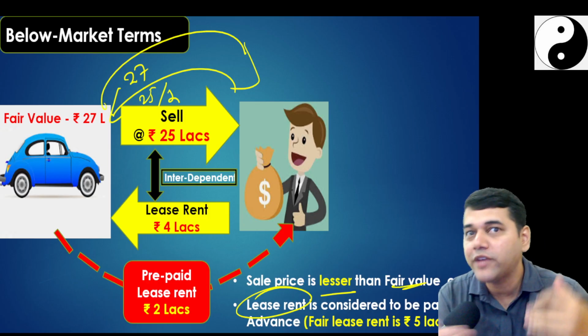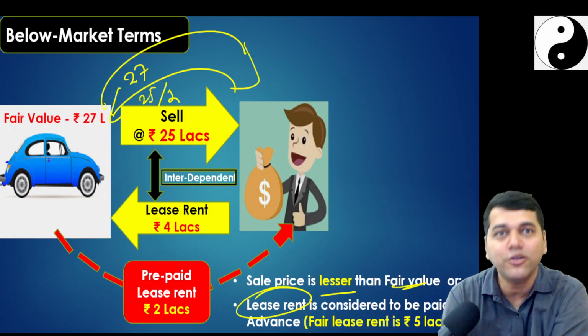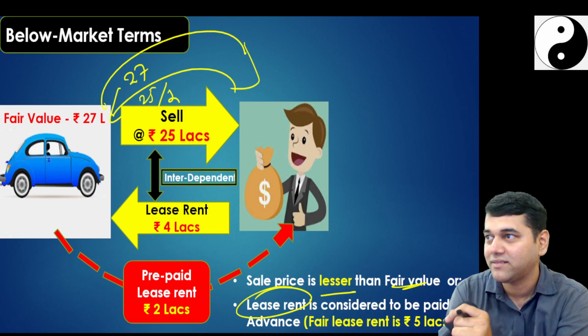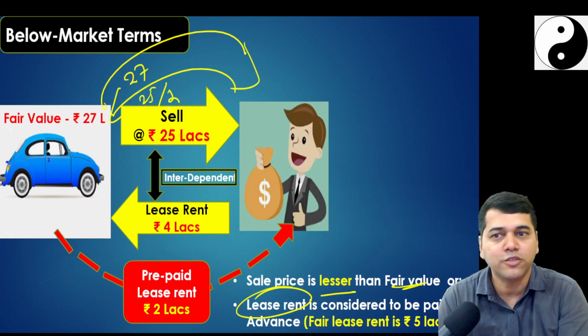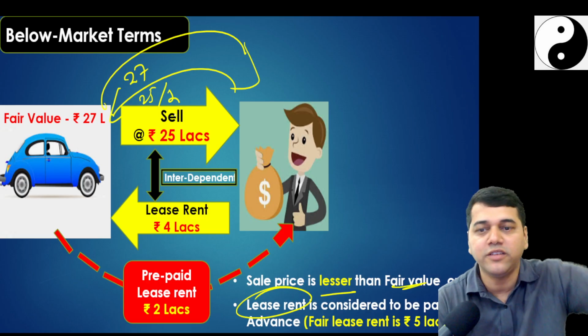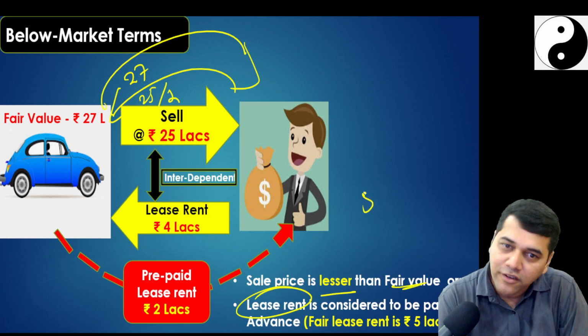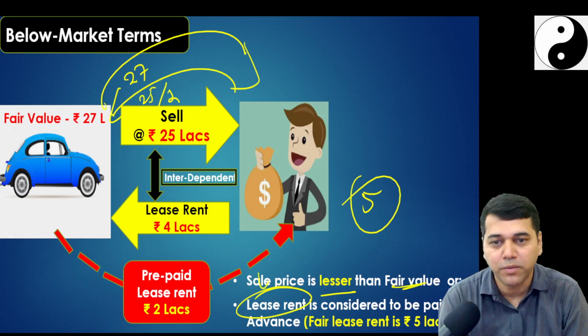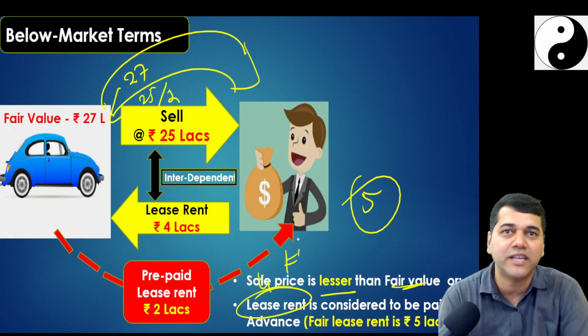What did you do? When you gave a security free deposit, he charged you less rent. What did you do to that rent? Prepaid rent. It's a prepaid rent, no? This 2 lakh is a prepaid rent now. Amortize it now, so that over a period, you end up paying 5 lakhs. 4 plus 1, because you are amortizing the differential.